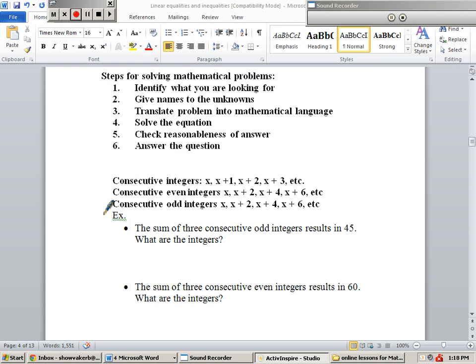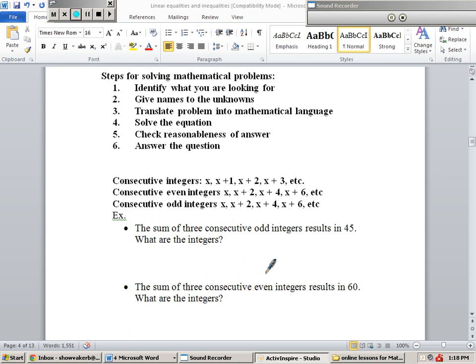Okay, so the sum of 3 consecutive odd integers results in 45. What are the integers? Okay, so I will need the first 3 odd integers. So x, x plus 2, and x plus 4. So I take x plus x plus 2 plus x plus 4, and it's going to equal 45. So that gives me 3x plus 6 equals 45. Subtract my 6.